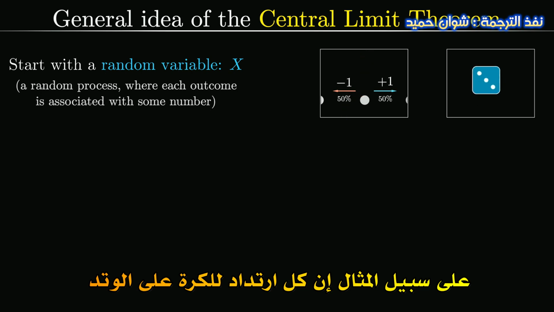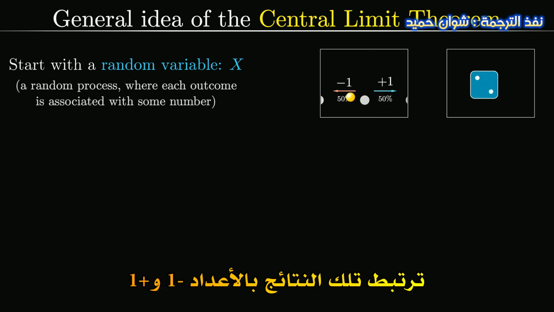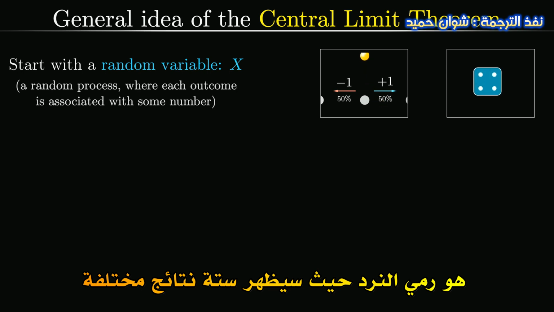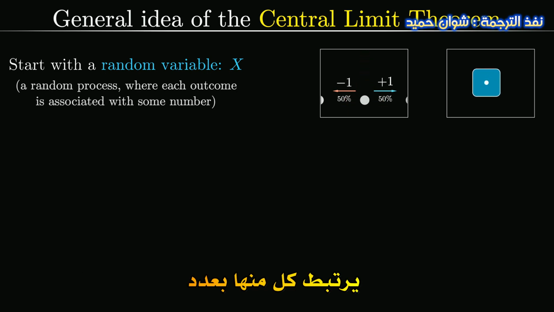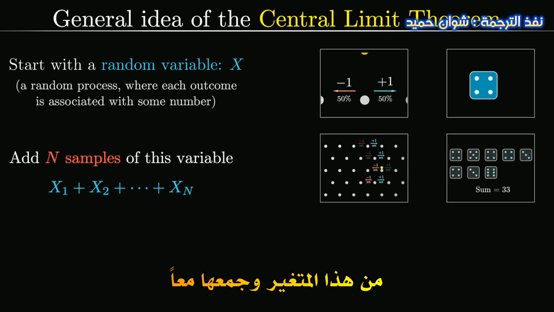For example, each bounce off the peg is a random process modeled with 2 outcomes. Those outcomes are associated with the numbers -1 and +1. Another example of a random variable would be rolling a die, where you have 6 different outcomes, each one associated with a number. What we're doing is taking multiple different samples of that variable and adding them all together.